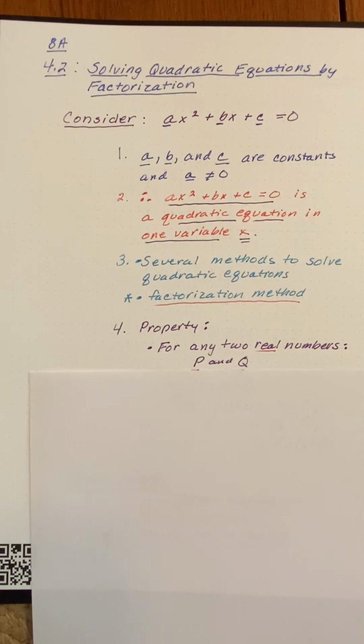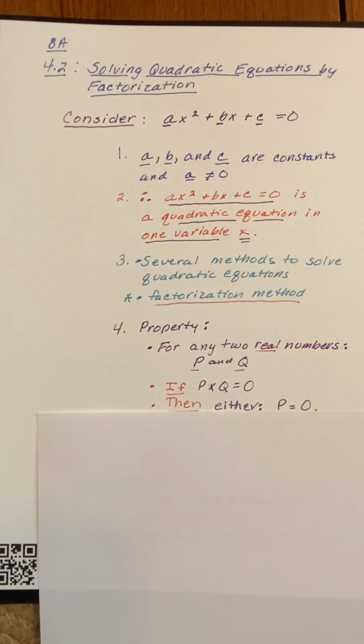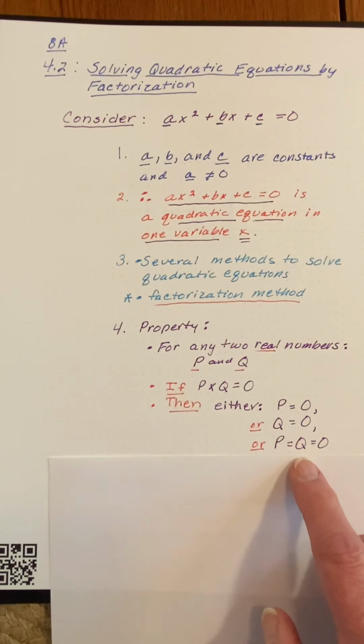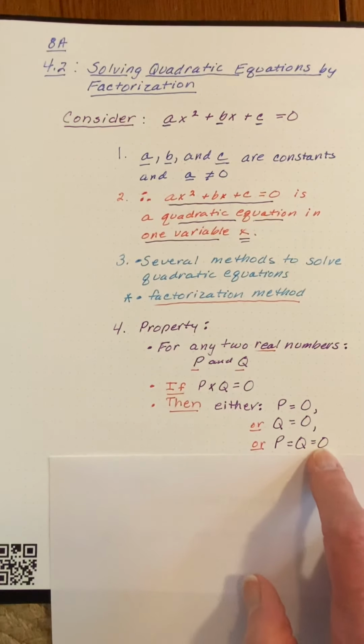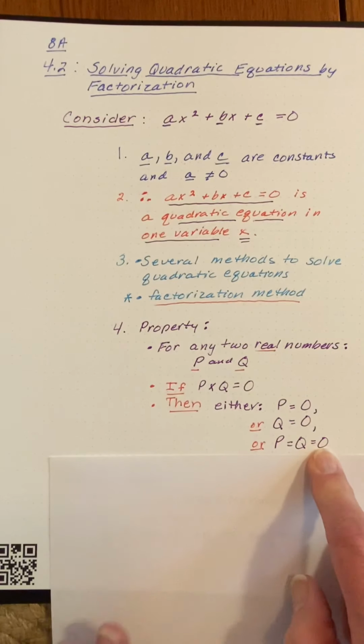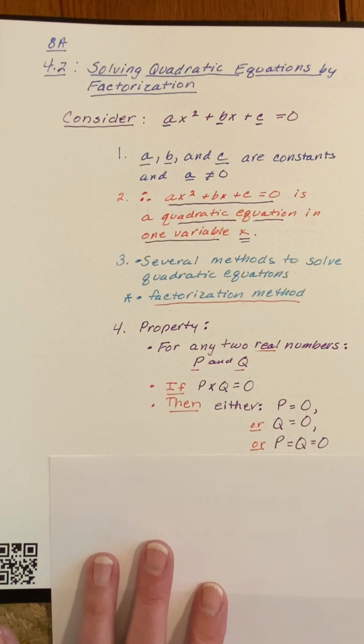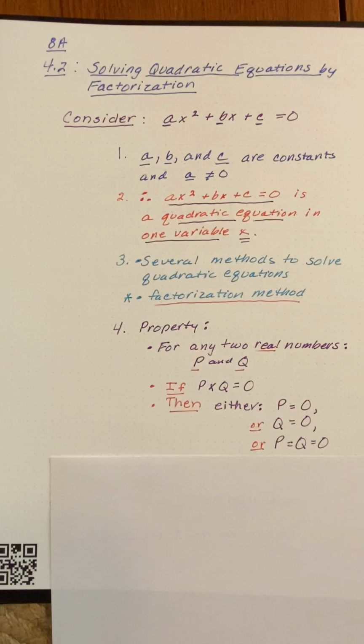Number 4, the property to be aware of is for any two real numbers, p and q, if p times q equals 0, then either p is going to equal 0, or q is going to equal 0, or both p and q will equal 0. Now that doesn't make a whole lot of sense until we start working with this new thing. Okay, continuing.